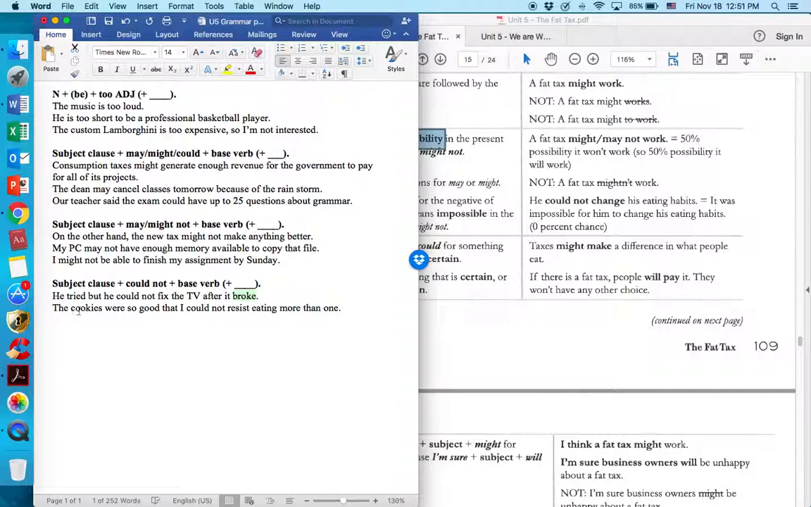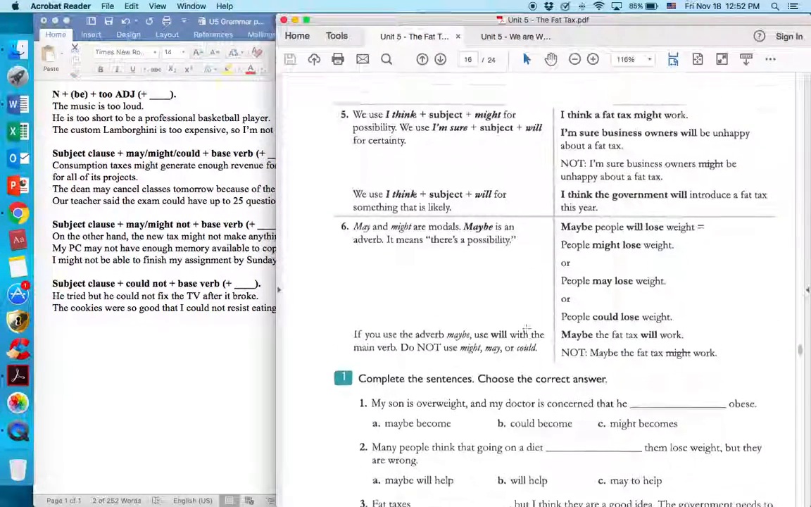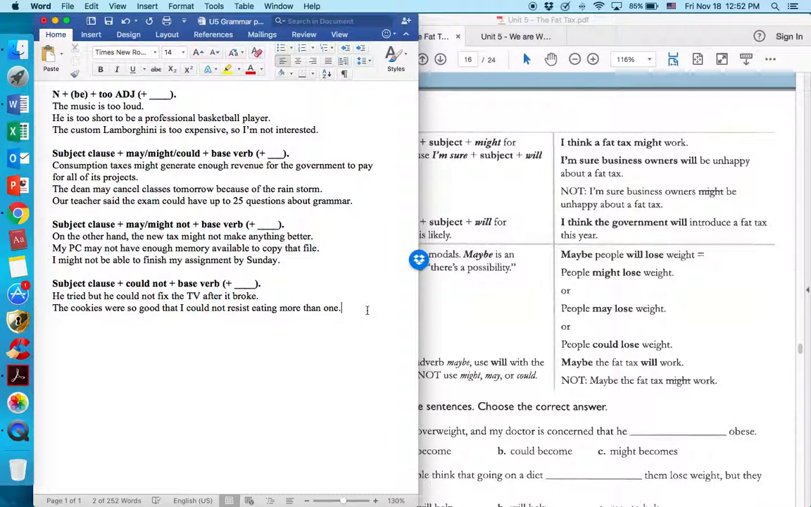And second up, the cookies were so good. Here's our past tense. We know we're in the past tense, and so we know this is impossible. The cookies were so good that I couldn't resist eating more than one. It means it was impossible that I would just eat only one, because they were just so delicious.